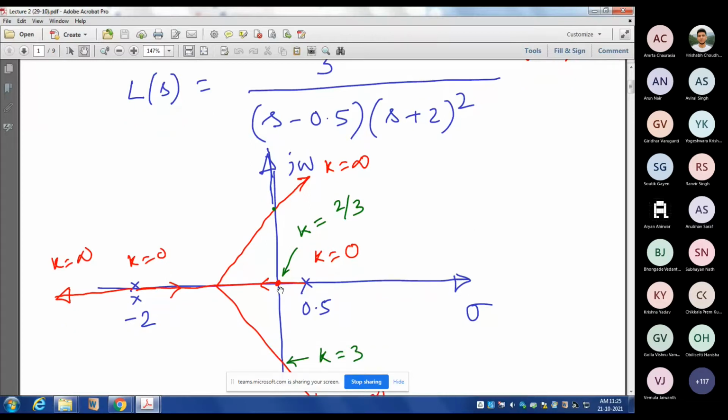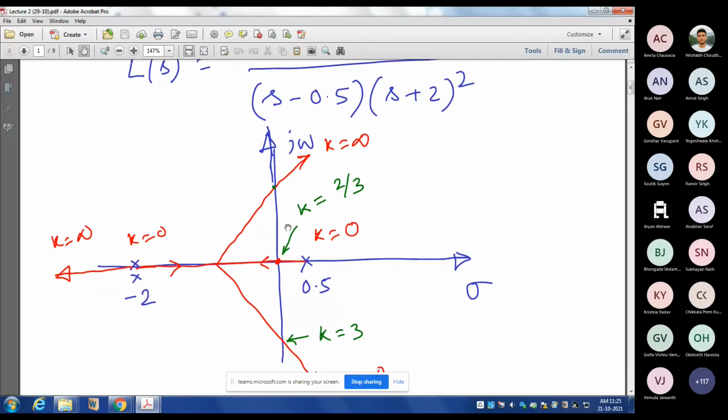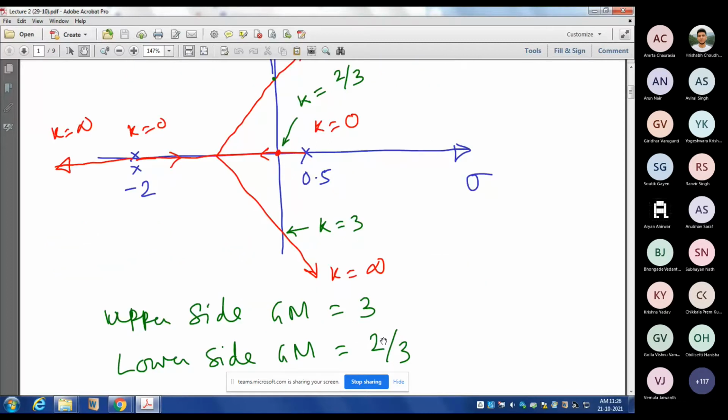You can easily verify that here the gain is equal to 3 and here the gain is equal to 2 by 3. Then you can find the lower side gain margin. That means the system remains stable for 2 by 3 less than k less than 3. So the upper side GM is 3 by 1, that is 3. The lower side GM is 2 by 3 by 1, that is 2 by 3.